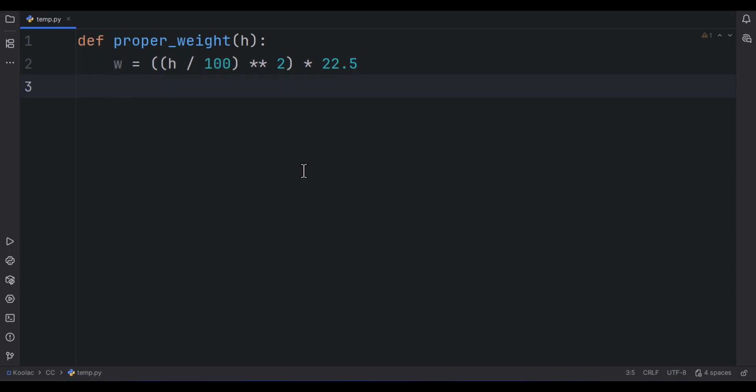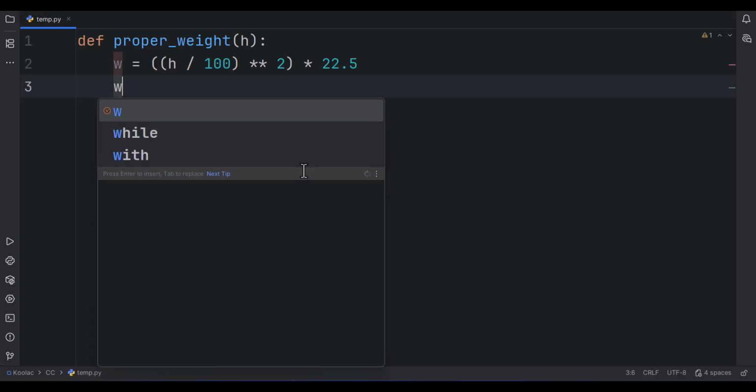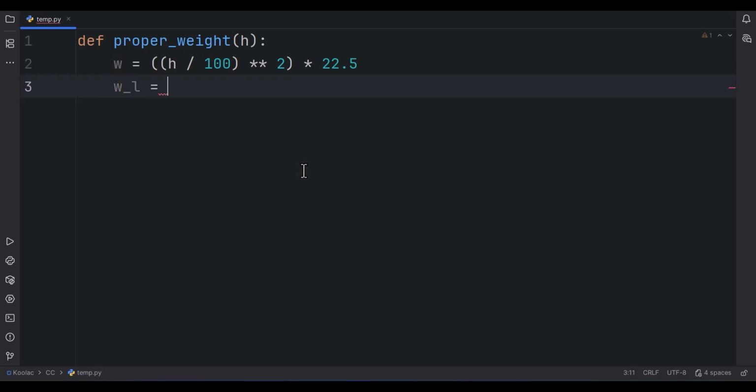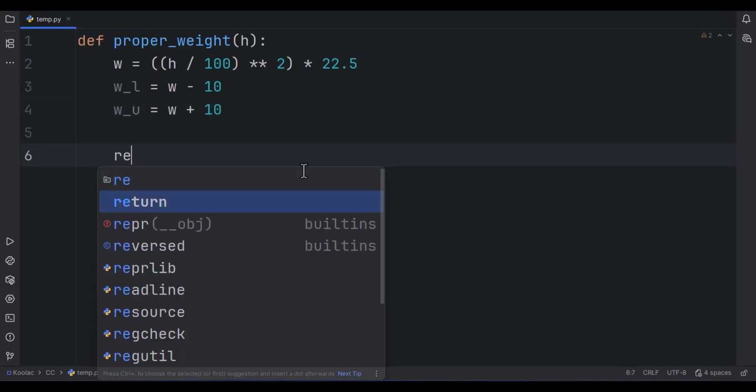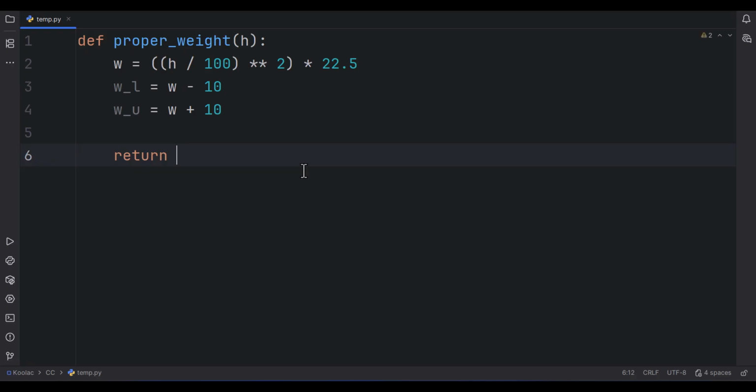Anyway, so this is the proper weight, and we want to have a lower bound and also an upper bound as well. So WL, the lower bound, is W minus 10 kilograms, 10 kilograms below this proper weight, and WU is the upper bound. So it is W plus 10 kilograms above that proper weight.